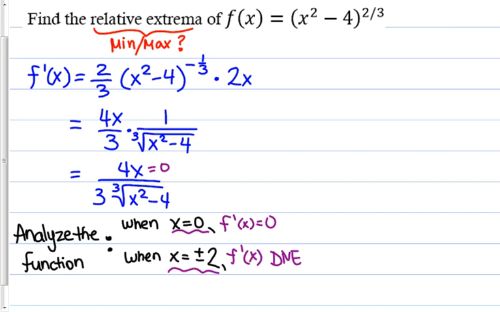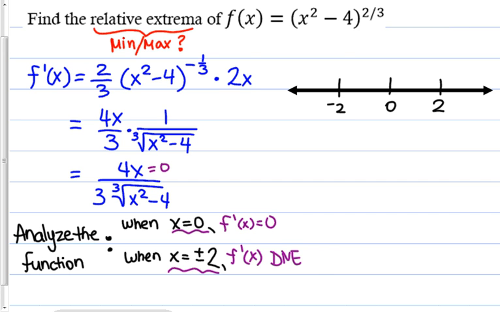Okay? So those are the locations where critical values occur. They happen when the derivative is equal to 0 or it does not exist. So these three numbers, 0, -2, and +2, they're my critical values, and I'll use them to do a sign chart.